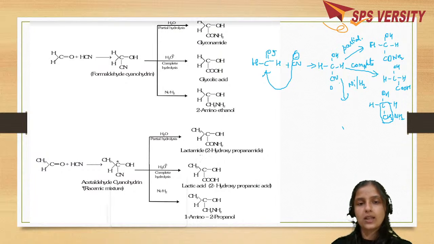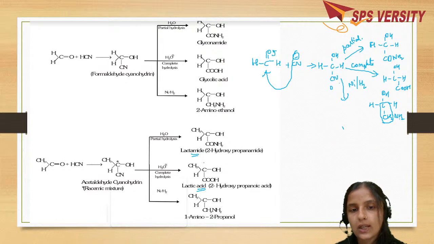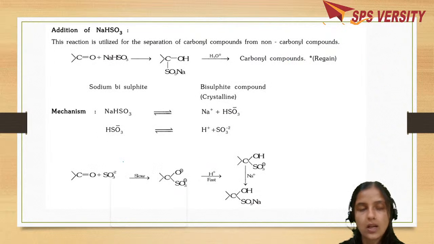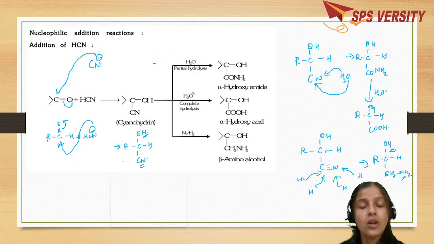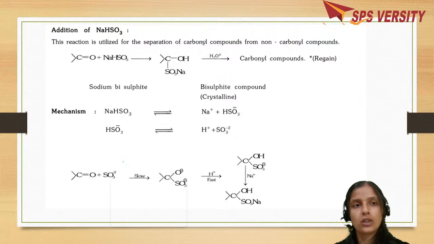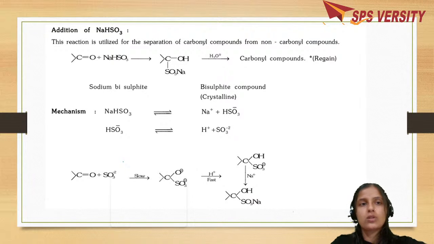If you start this reaction with acetaldehyde, all these hydrogens will be replaced by the methyl groups, resulting in the formation of lactamide or lactic acid, which is optically active, and the aminopropanol. So this will result in the formation of a racemic mixture. Okay, so this is how the nucleophilic addition reactions take place with respect to aldehydes and ketones. Then we move on to the next step, that's the addition of sodium hydrogen sulfite.